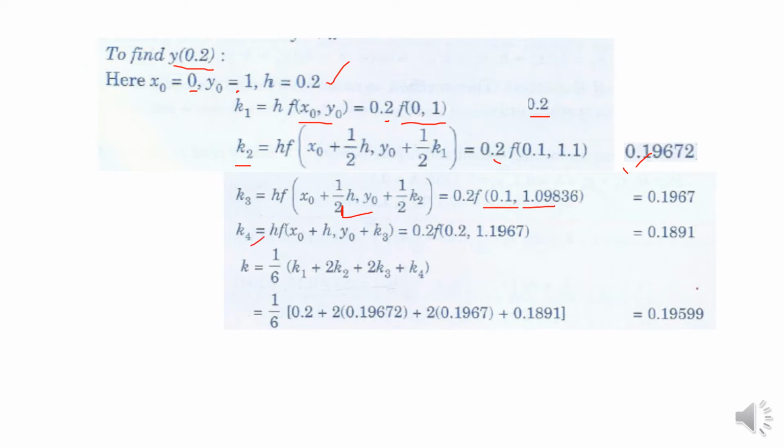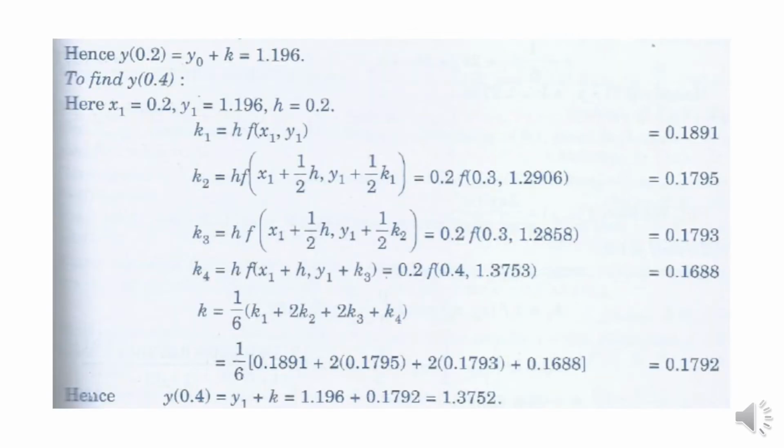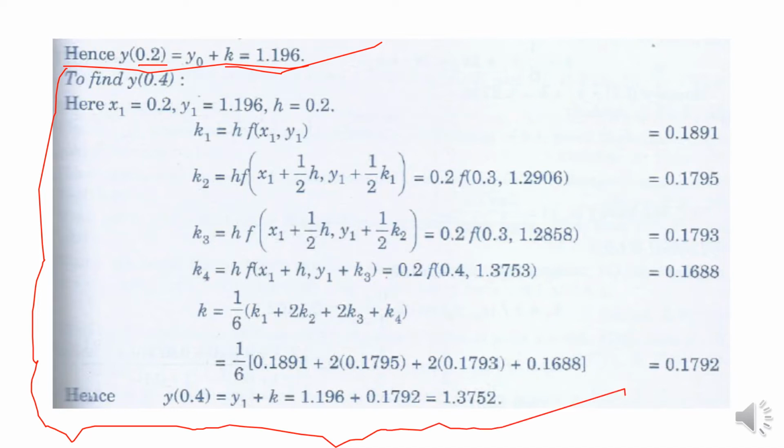So k is equal to 1 by 6 (k1 plus 2k2 plus 2k3 plus k4). These values we have calculated, put these values here, which we have done here and got the value. Now the final formula, y is equal to y1, basically y1, because we are calculating, is equal to y0 plus k. So this becomes this one, 1.196. We have to do this much only. This is for the next step. If you want to learn how to do the next step, this is here.